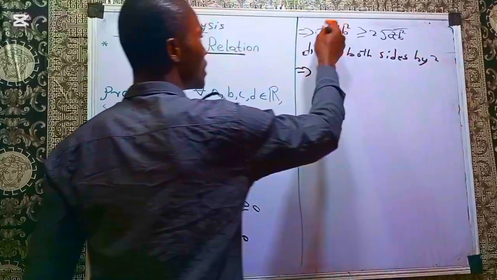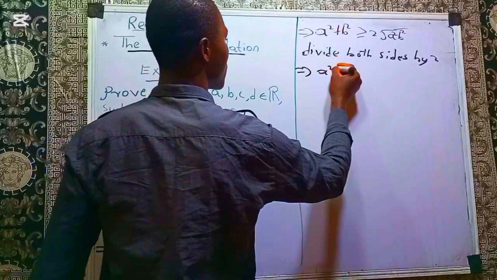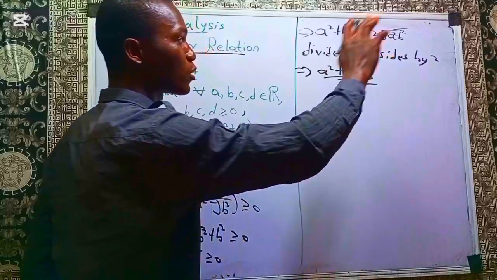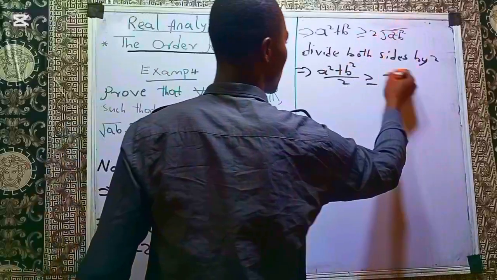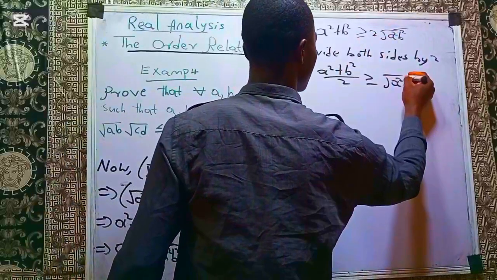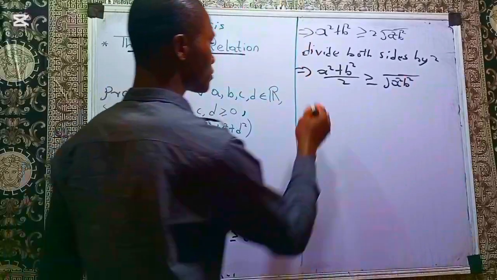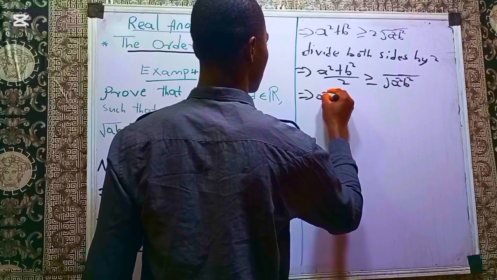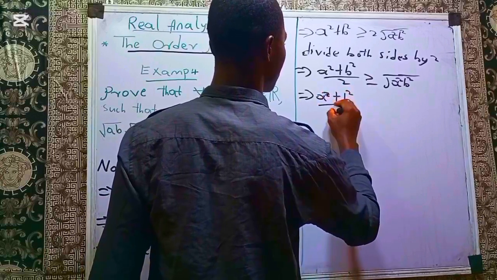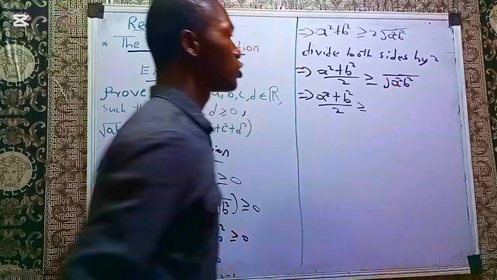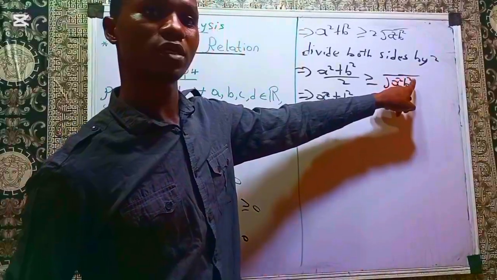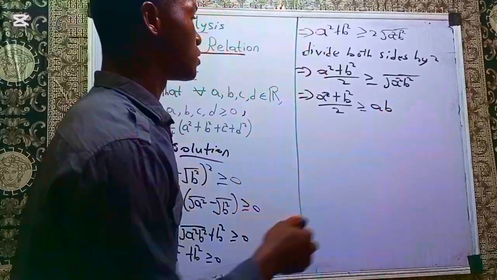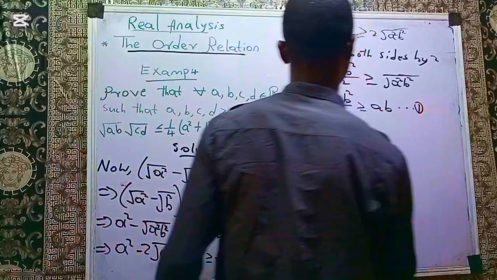So this implies (a squared plus b squared)/2 is greater than or equal to 2 times the square root of (a squared b squared)/2, which is the square root of a squared b squared. So this implies (a squared plus b squared)/2 is greater than or equal to the square root of a squared b squared. The square root of a squared b squared will give you ab, right? So we can call this one equation 1.